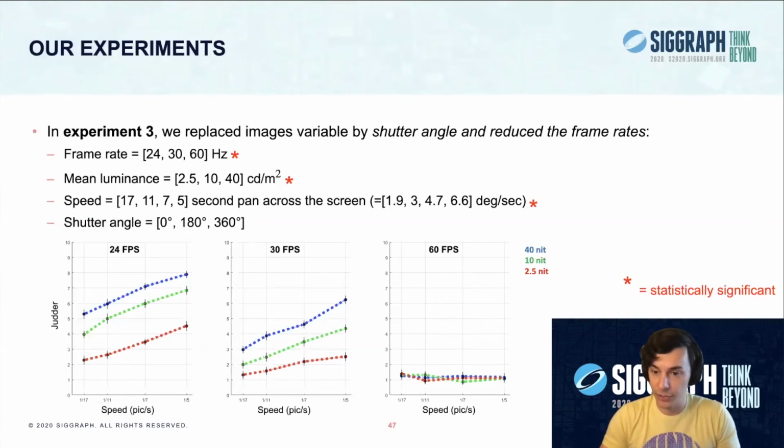The plot on the right for 60 frames per second this time does not have a lot of judder. When we move to the 30 frames per second case in the middle, we see the nice separation between the lines and the positive trend with speed as we expect. And the 24 FPS case on the left has, once again, similar characteristics, even more of a separation between the 2.5 nits and the other two cases, and a positive trend with speed as well.